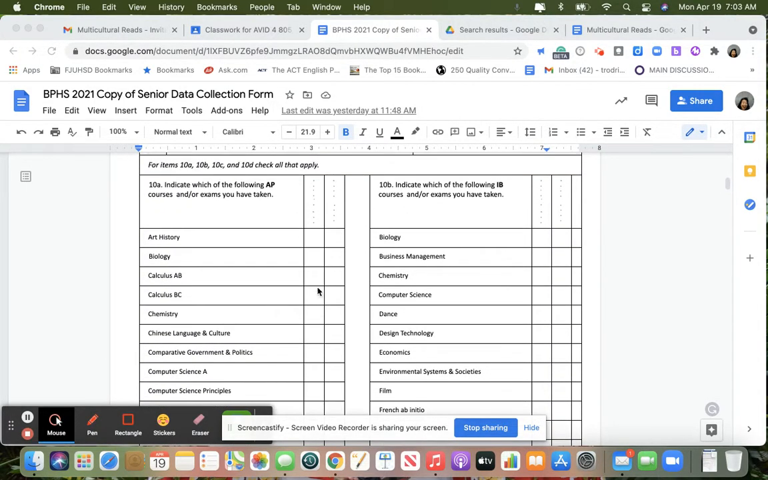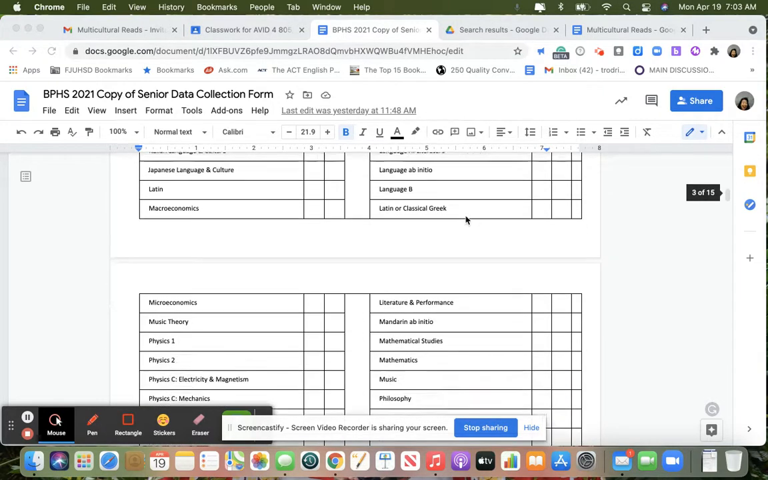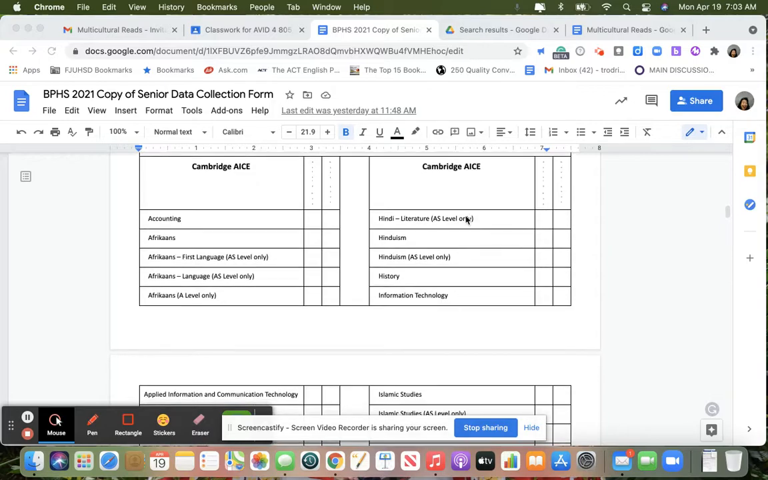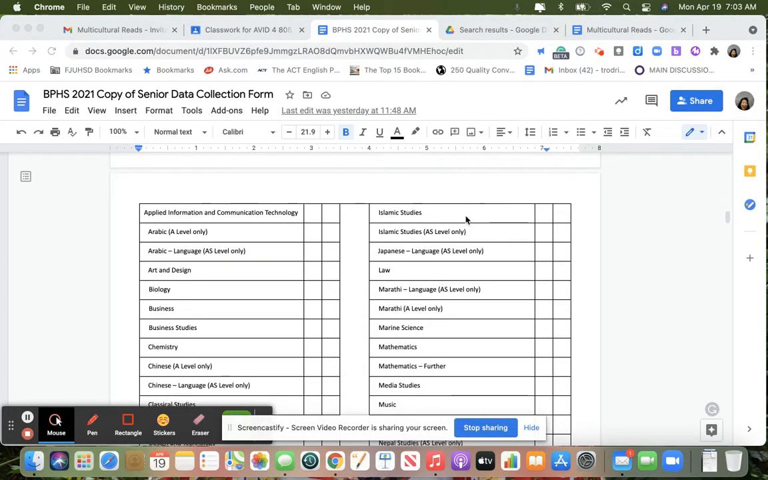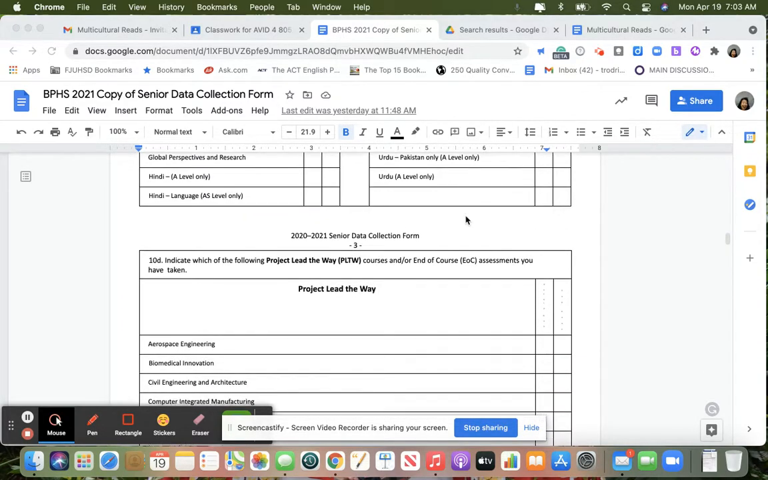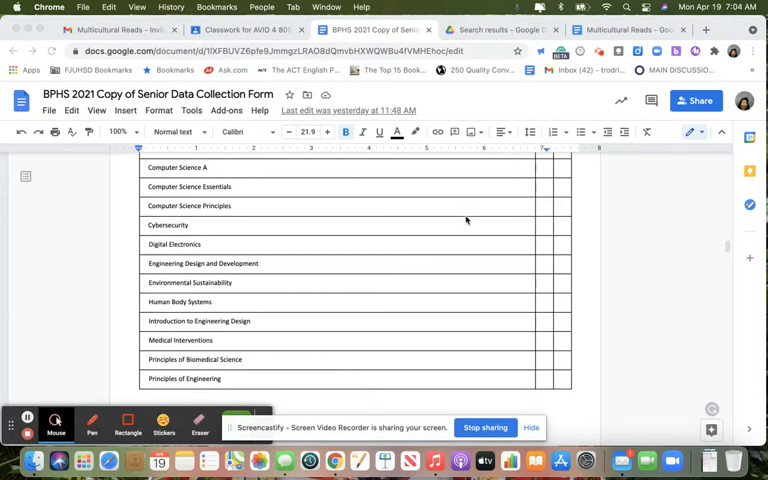You will not have to complete anything for 10B. We do not have an International Baccalaureate program here, which is what IB stands for, so you can disregard this column. And please also note that for 10C, we do not have the Cambridge program here. We have it at Troy, but you will not have to worry about 10C. You can just skip that and go right to 10D, where it asks you if you have been a part of Project Lead the Way. And if you have been, and we do offer some courses here, please make sure that you check yes for that.